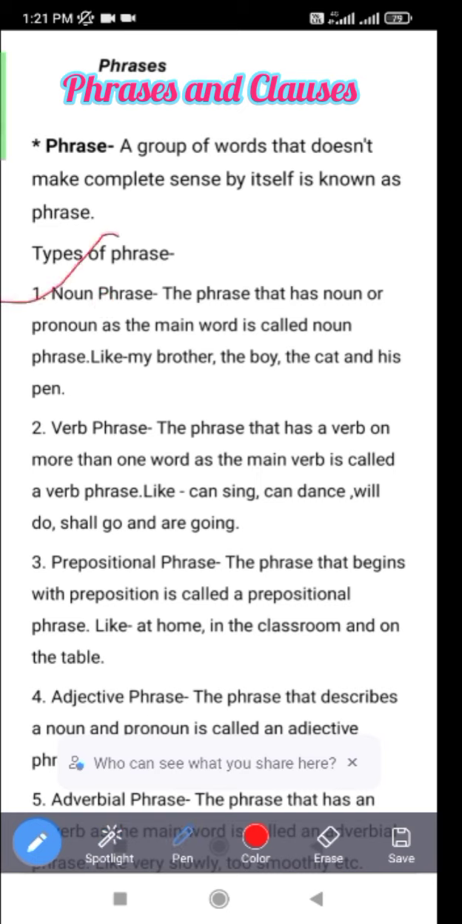The phrase that has a noun or pronoun as the main word is called a noun phrase. It is not called a pronoun phrase actually. It is said noun phrase, but it may have a noun also, it may have a pronoun also as the main word. I have already mentioned the examples here. My brother, this is a noun phrase. It has 2 words, that can be said as a group of words. The boy, here boy is a noun, so that is a noun phrase. The cat, that is also a noun phrase. His pen, that is also a noun phrase. Clear?